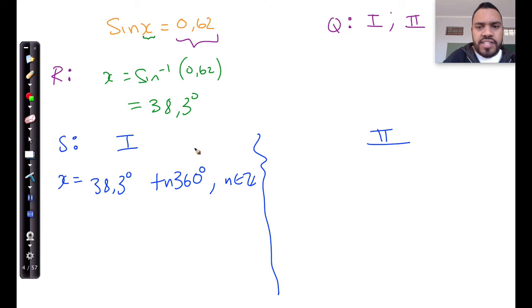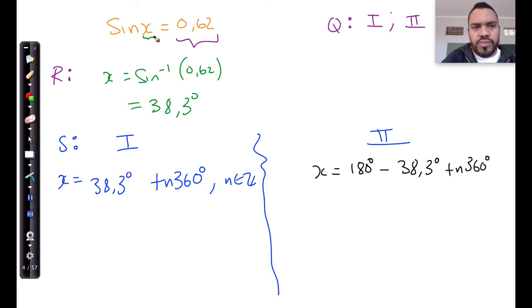Okay, let's look at this one on this side. Well, in the second quadrant, I take my given angle, which is x, and that's going to be equal to the reduction formula for that quadrant, which is 180 degrees minus theta. In this case, theta is the reference angle, which is 38,3 degrees, plus n multiplied by 360 degrees, because I'm working with the sine function, and then I state that that n must be an element of the integers.